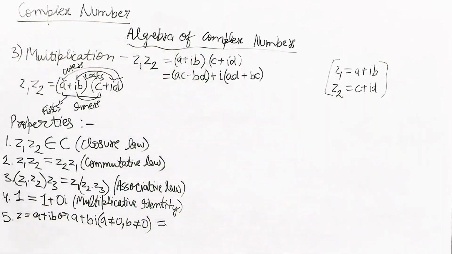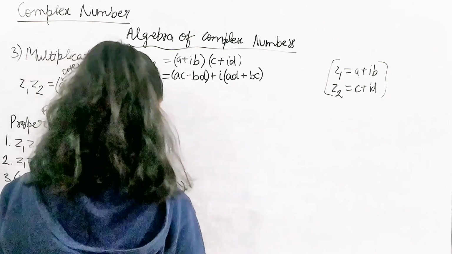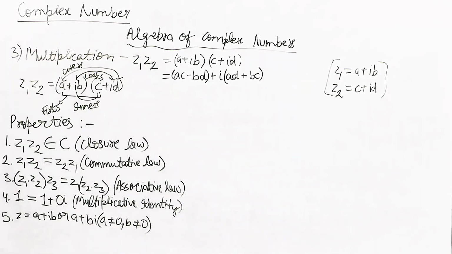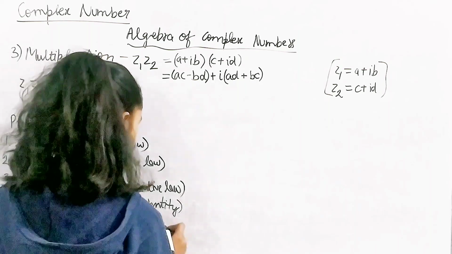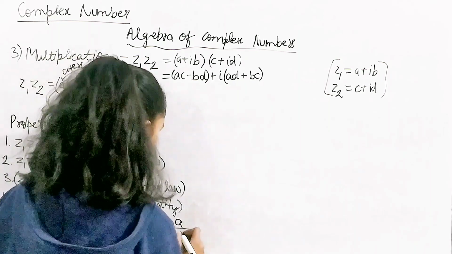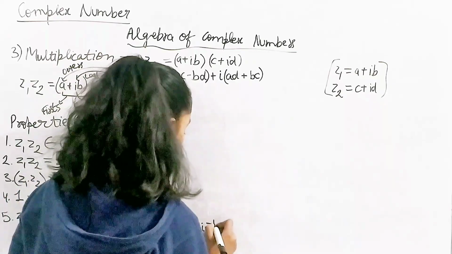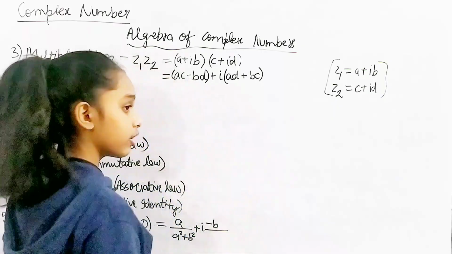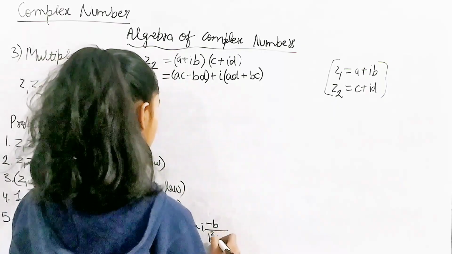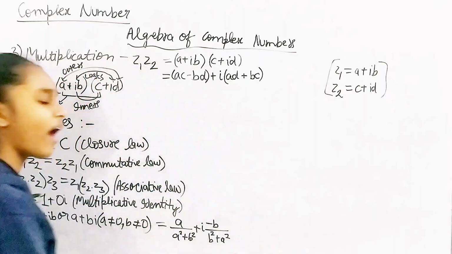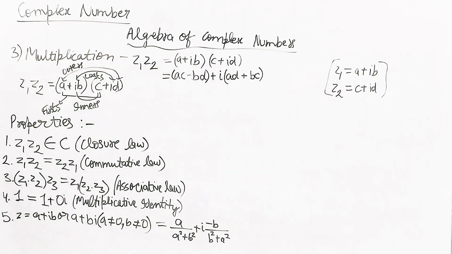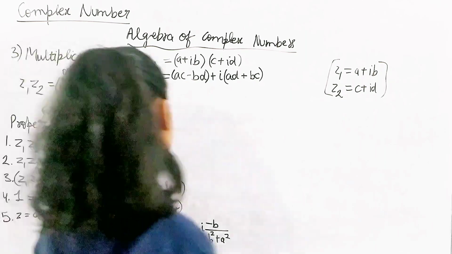Let me write it again. So it's going to be equal to a upon a square plus b square, plus iota times negative b upon, let's say, b square plus a square. Is it right? Wait, just have a look. Is it right? Well, of course it is right. So, what am I trying to say?